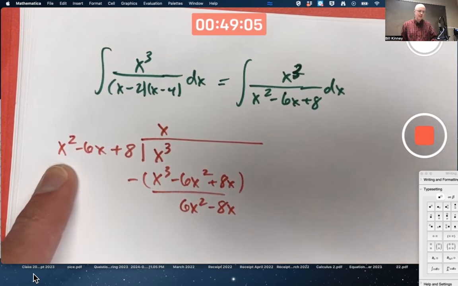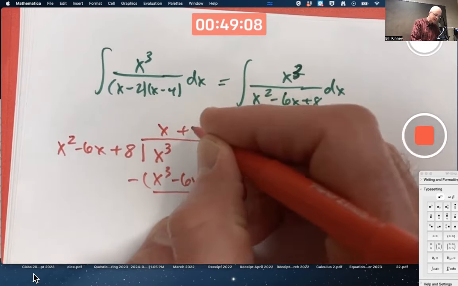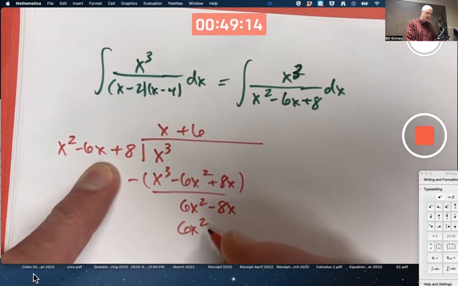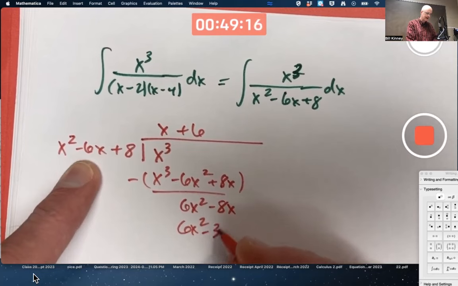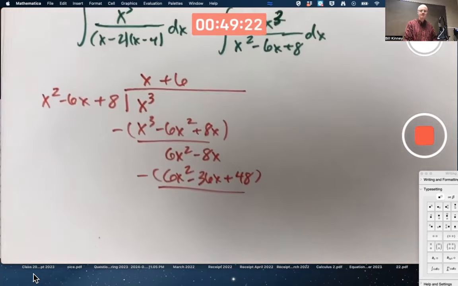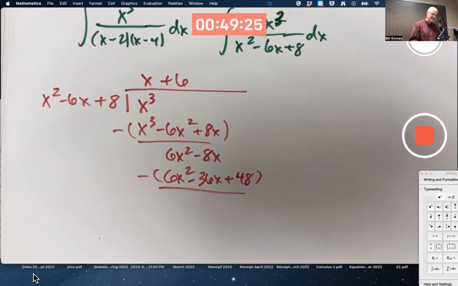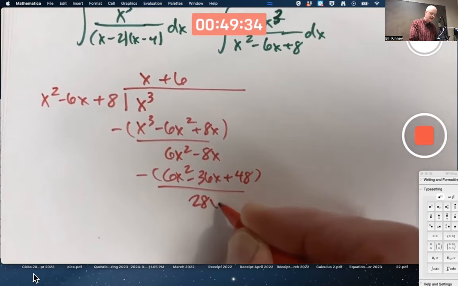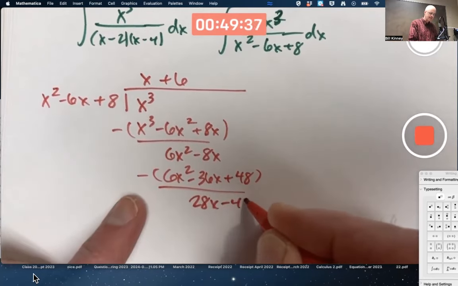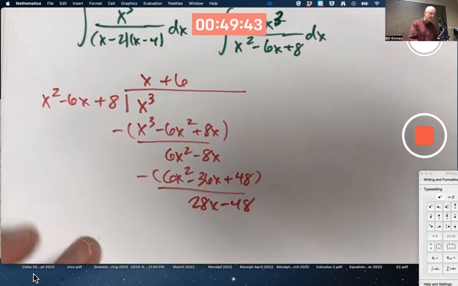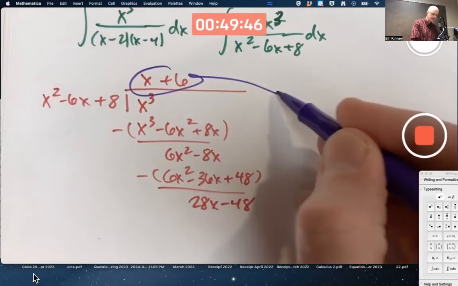Multiply x squared by 6 to get 6x squared. So put a plus 6 up here now. Take the 6 and multiply down here. Put the answer here. 6x squared minus 36x plus 48. Subtract. The 6x squareds cancel. Negative 8x minus negative 36x is negative 8x plus 36x is positive 28x. And then we have a minus 48. That now has a degree smaller than what you divided by. We can stop. This is the quotient.